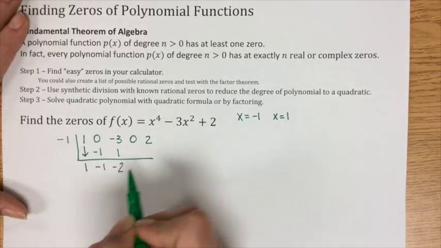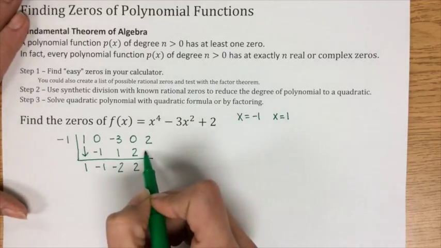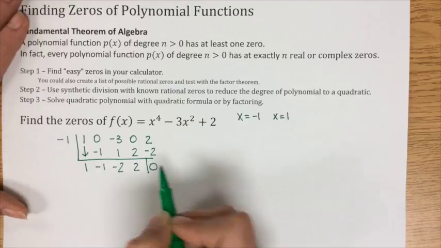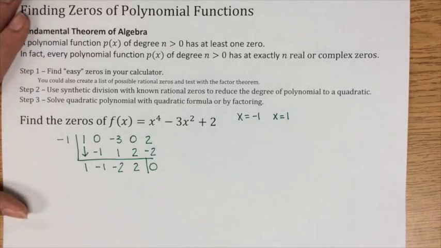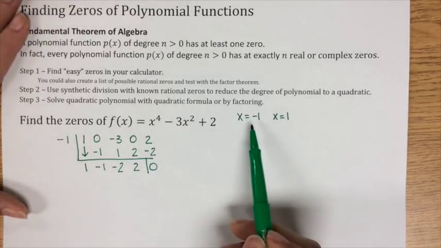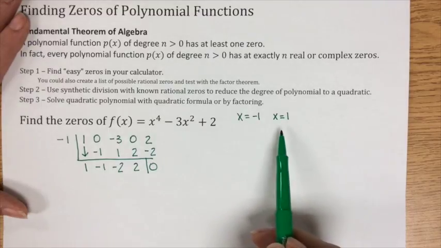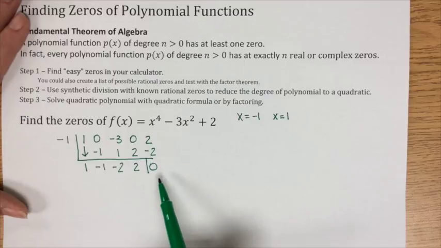-2 times -1 is +2. I add down, I get 2. 2 times -1 is -2. I add down, and I get 0. Remember, this very last number is your remainder. Now, you should get a remainder of 0 because we know for sure that these are both zeros or roots of our polynomial, and so this should turn out to divide in evenly.